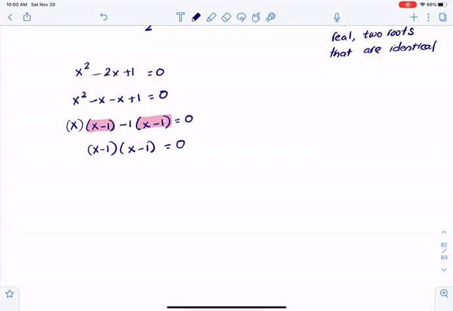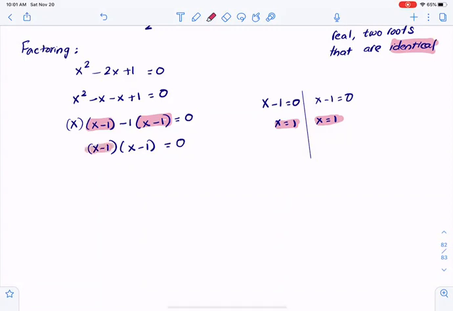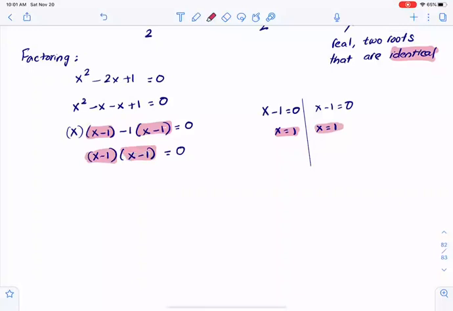We have two factors, and we can set each factor equal to 0. X minus 1 equal to 0. The other one is the same. So x is equal to 1, x is equal to 1. And that's what we mean by real identical roots. The reason why we have two roots is because we have two factors, but they are identical factors.